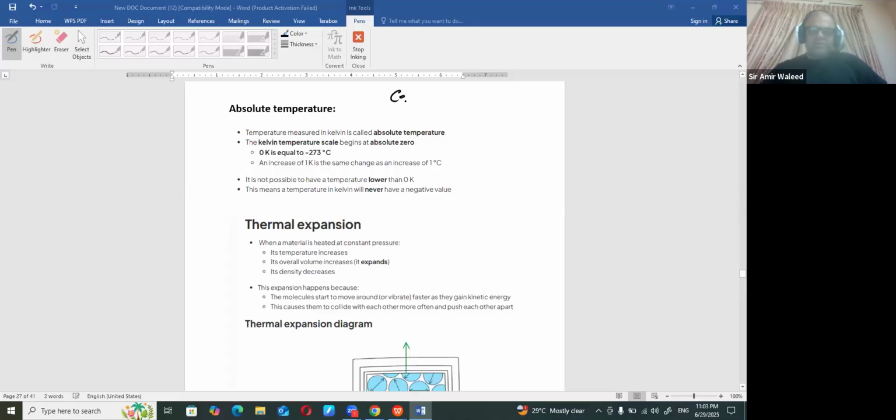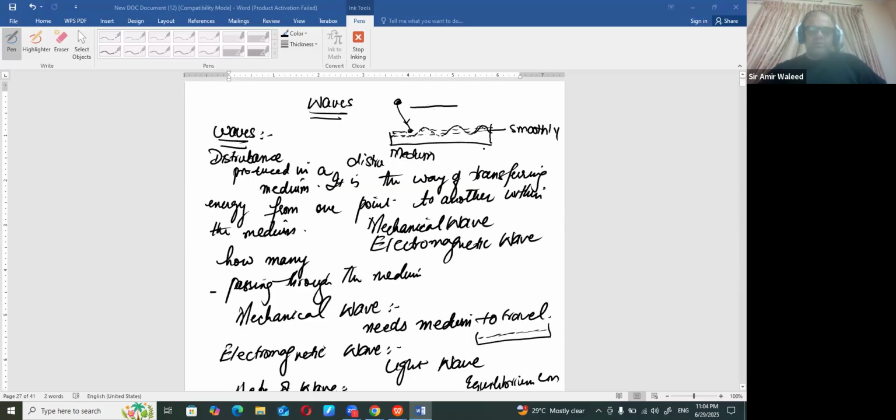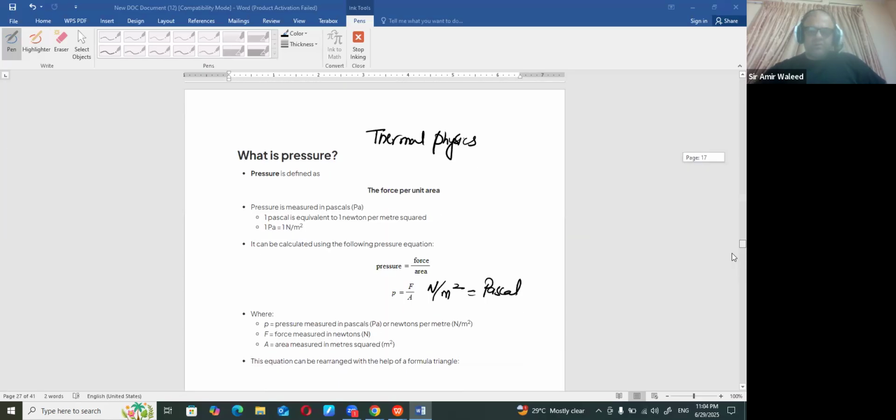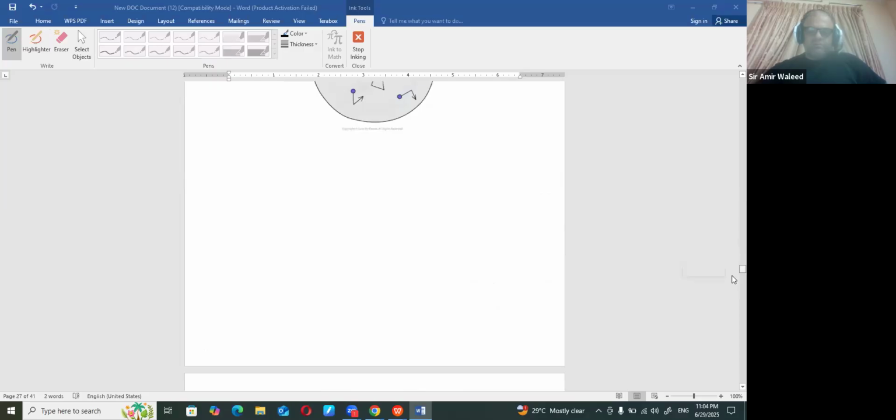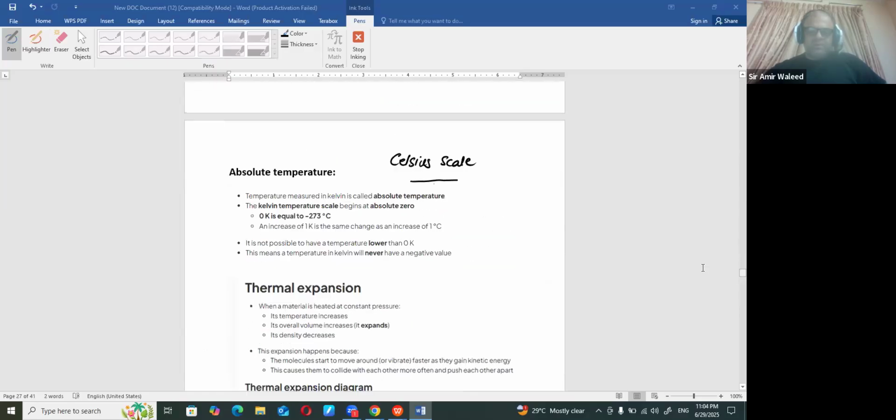One scale is called the Celsius scale, and the other scale is the Kelvin scale, the one we are talking about. Now, how do things work? For that, we need to go through some very basic information, which we are going to do.